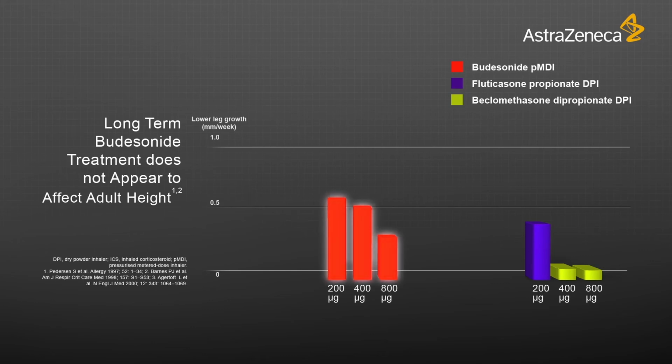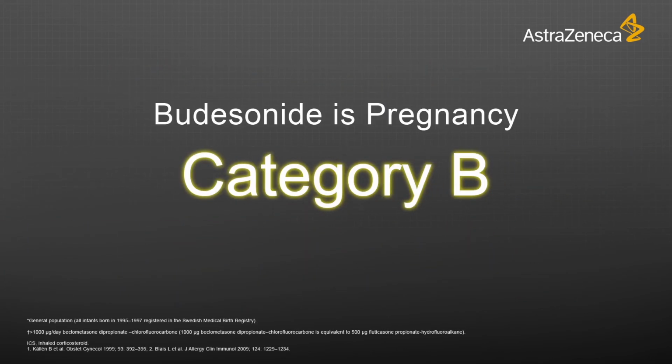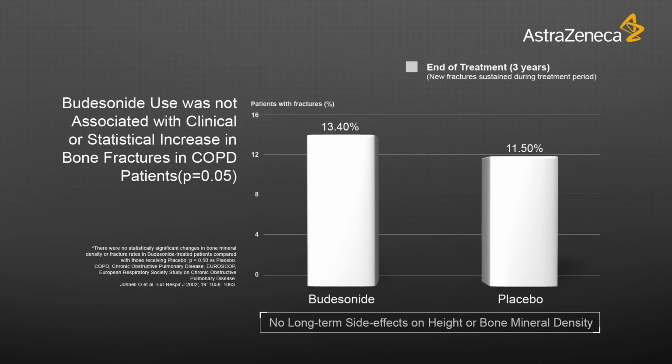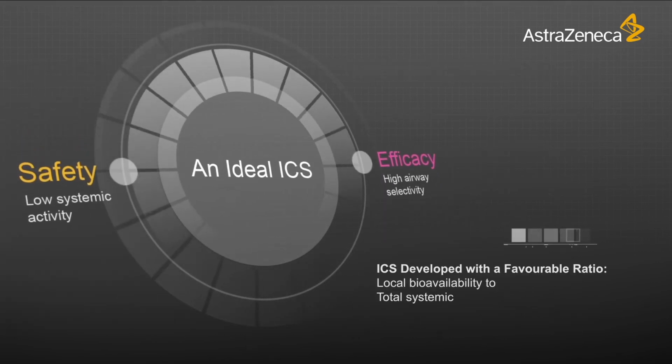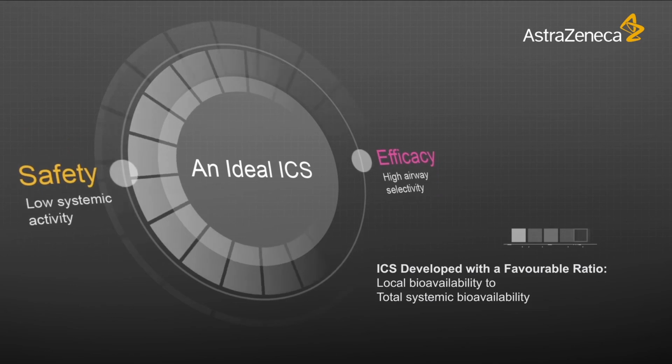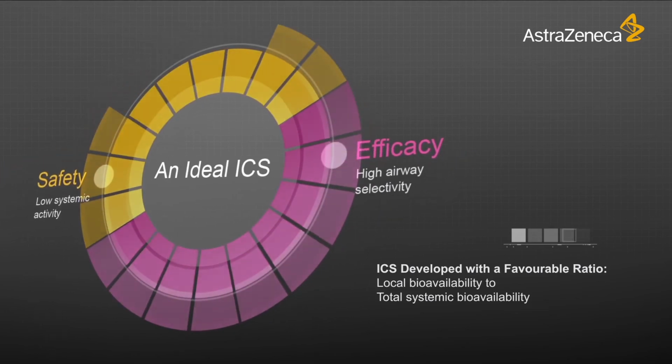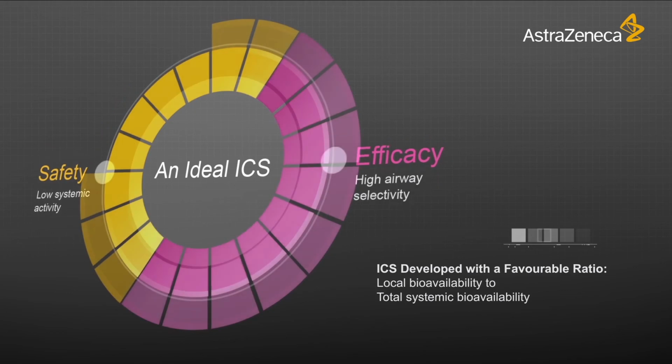Budesonide was shown to have better safety profiles compared to other ICSs across different patient groups. It is associated with lower short-term growth impairment in children, possesses lower risk to pregnant women, and not associated with increase in bone fractures versus placebo in patients with COPD. Hence, not all ICSs are the same. The ideal ICS have a balance between efficacy and safety.